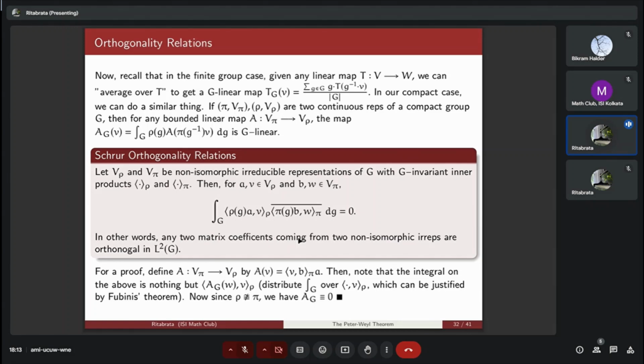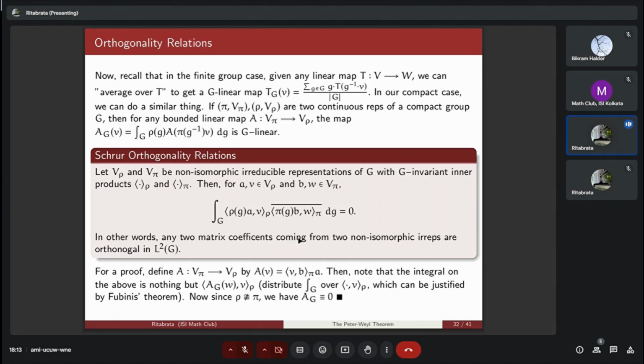Even if they come from the same representation, the matrix coefficients will still be orthogonal unless they are the same coefficient. We can show that the same coefficients are orthonormal, meaning they have norm 1. I'm not writing everything, as I won't get much time.